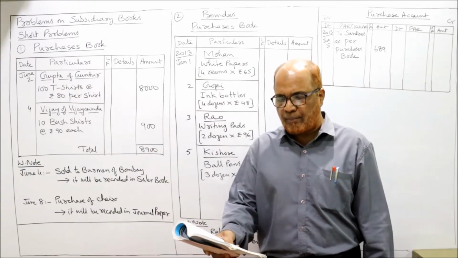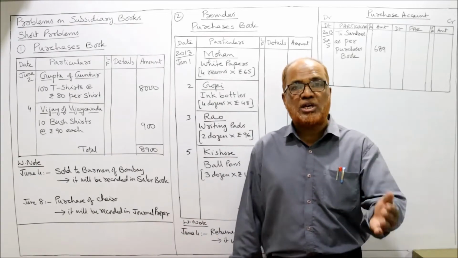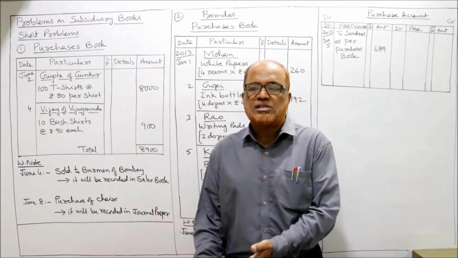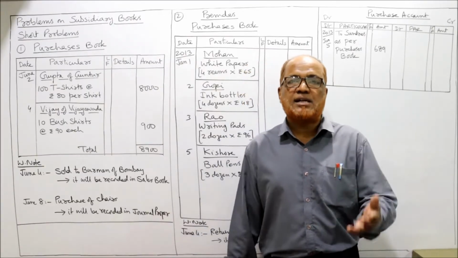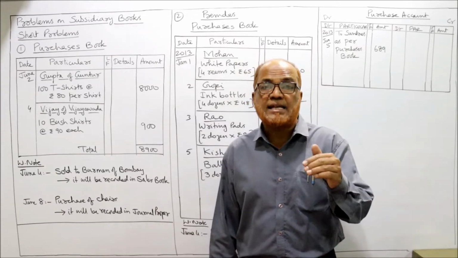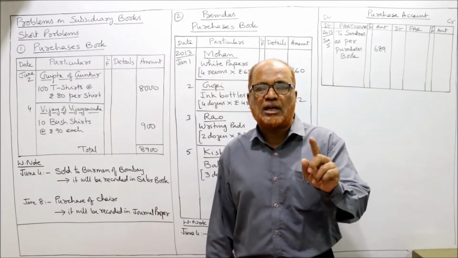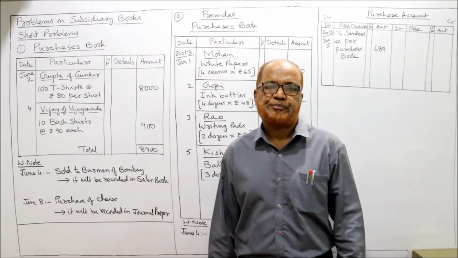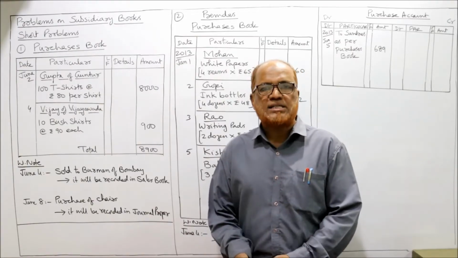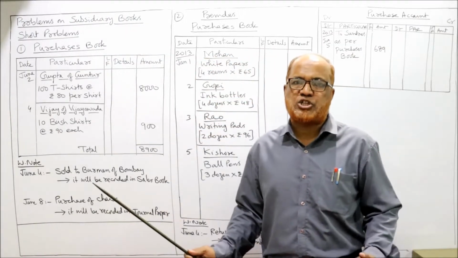8th, bought from Bombay Furniture Mart Bandar 10 chairs at rupees 80 each. Chairs are not goods because it is not a furniture business. It's a dress mart. The purchase of chairs is an asset that will not be recorded in purchaser's book. That will go to journal proper. So here, out of 4 transactions, only 2 transactions will be taken in purchaser's book.